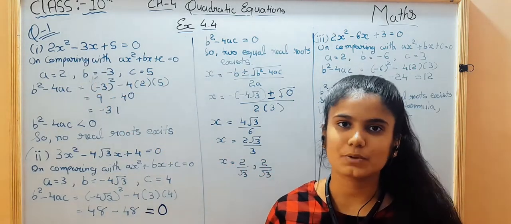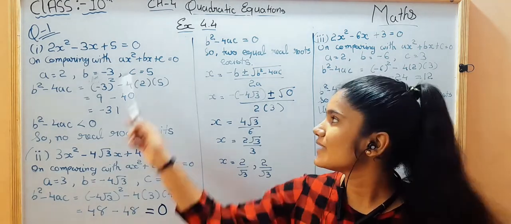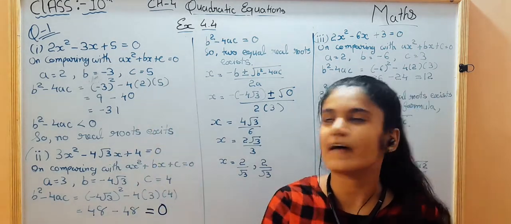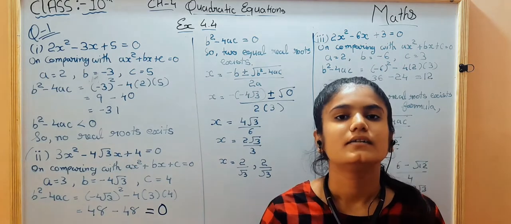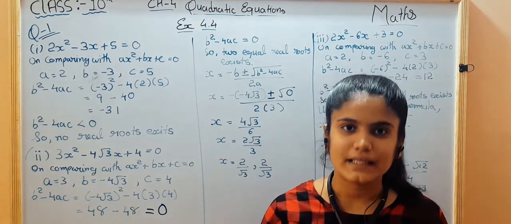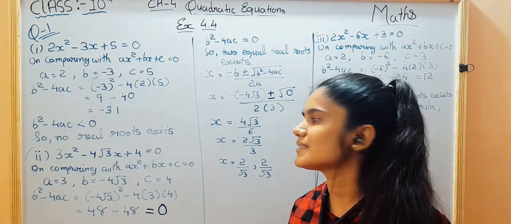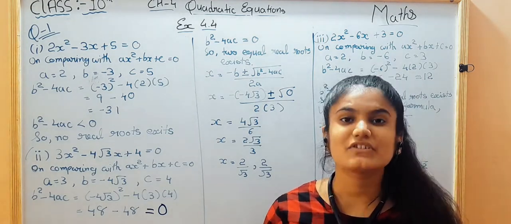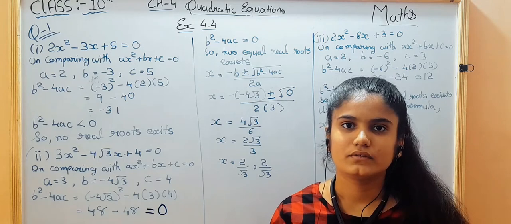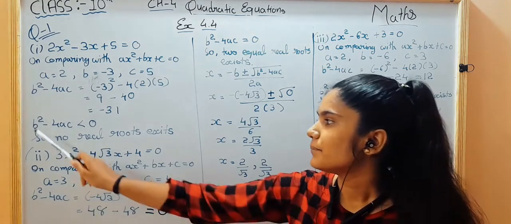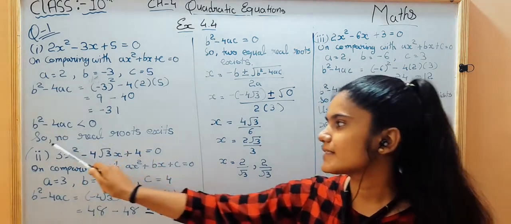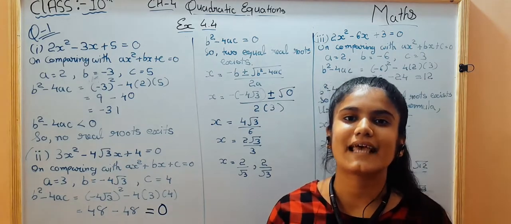On comparing this equation with ax square plus bx plus c is equals to 0, we get the values of a, b and c. Putting this value of a, b and c in b square minus 4ac, we get minus 31 as the answer, which is less than 0. So b square minus 4ac is less than 0. So no real roots exist here.